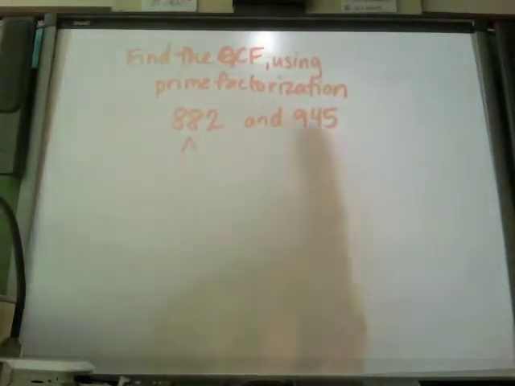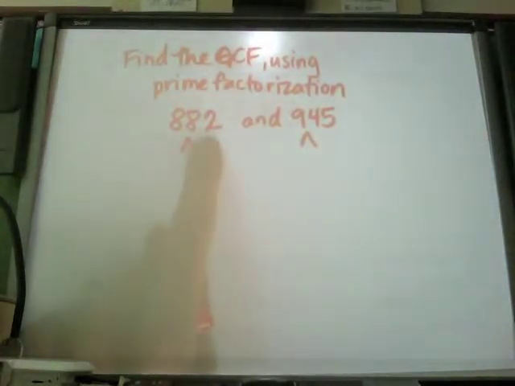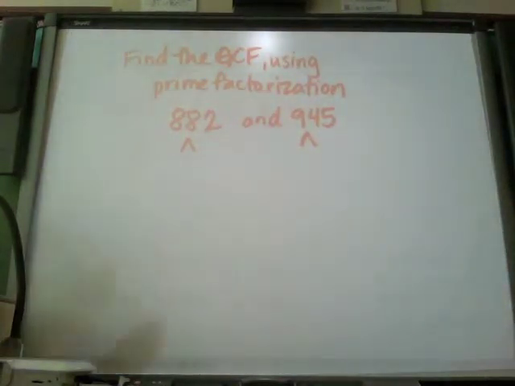But I'll just tell you, for this one, personally, I'd go, oh, it ends in a 5, I'm going to divide by 5. This one, I might go, oh, it ends in a 2, I'm going to divide by 2. Start with wherever you want to start. You would do the factor tree. I'm just going to give you the answer here.